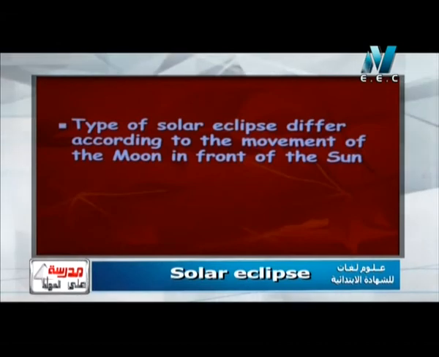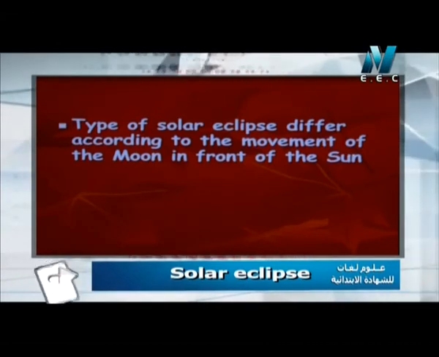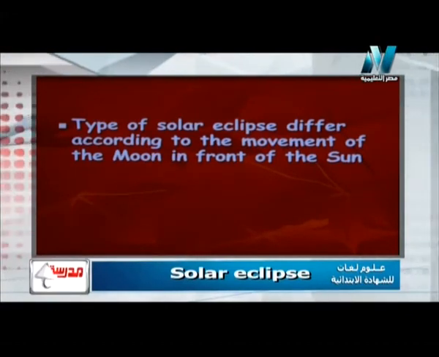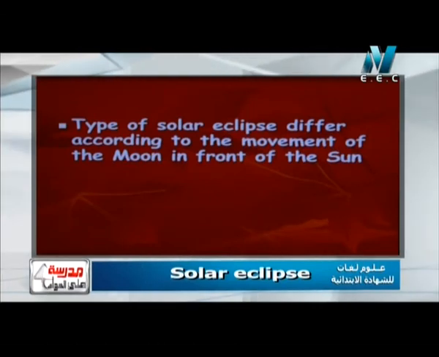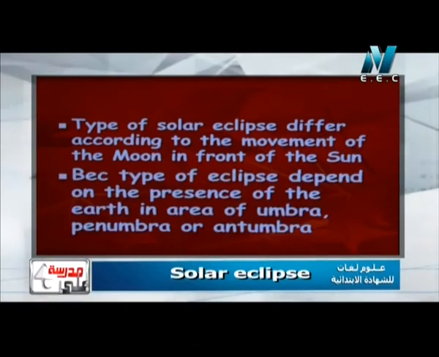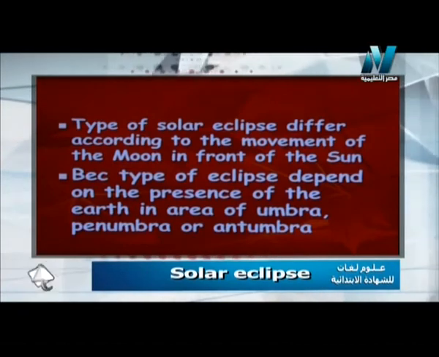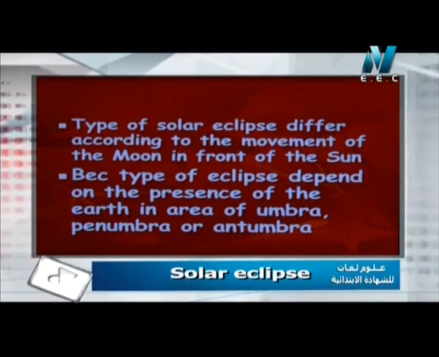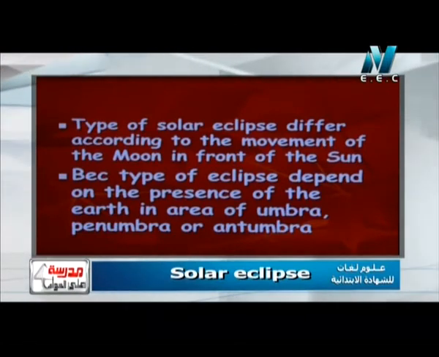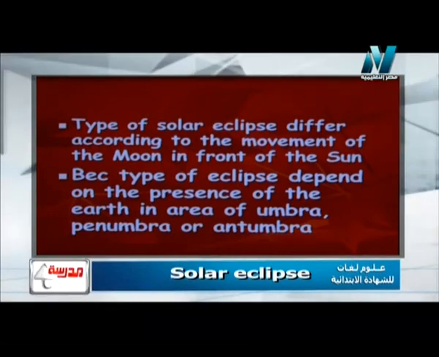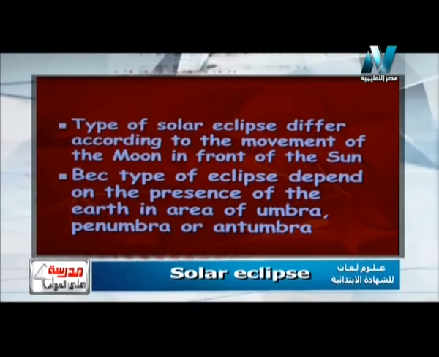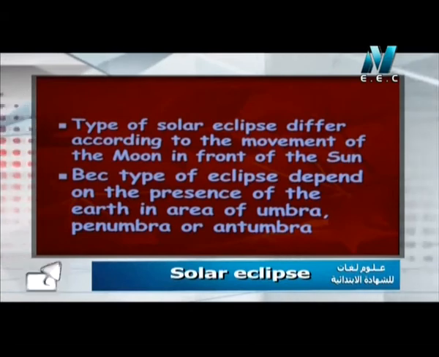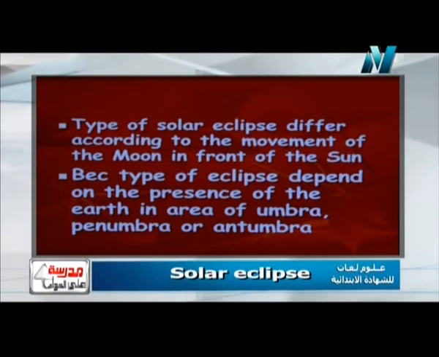Another question. Type of solar eclipse differs according to the movement of the moon in front of the sun. Surely because the type of eclipse depends on the presence of the earth in the area of umbra, penumbra, or antumbra. Or I can say because the type of eclipse depends on the position of the earth, in what area of the shadow of the moon. Umbra will cause a total eclipse. Penumbra will cause a partial solar eclipse. Antumbra will cause an annular solar eclipse.